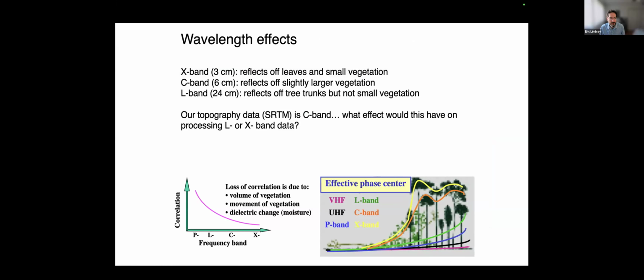The last thing I wanted to talk about is just the different wavelengths of different satellites. X band is about 3 centimeters, C band is about 5 to 6 centimeters, and L band is sort of 20 to 24 centimeters. And so they're going to reflect off of different parts of the vegetation. X band tends to reflect off of the leaves and the tops of small vegetation. C band might reflect off of larger branches, or it might also reflect off of leaves. L band tends to reflect off of things like tree trunks, so it's going to be much more stable in terms of the phase values that we recover.